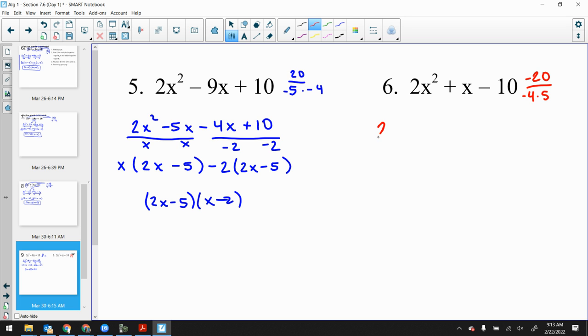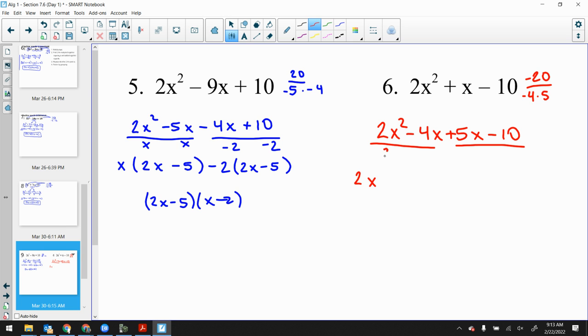When I have one of each, a negative and a positive, I always put the negative factor first. Do you want to know why? Because if I put it second, wouldn't I have to lead with a negative? And you guys tend to make mistakes when you have to factor out a negative. So if I put the negative in the front, that's not going to happen here. So when you have a choice, put the negative factor first.